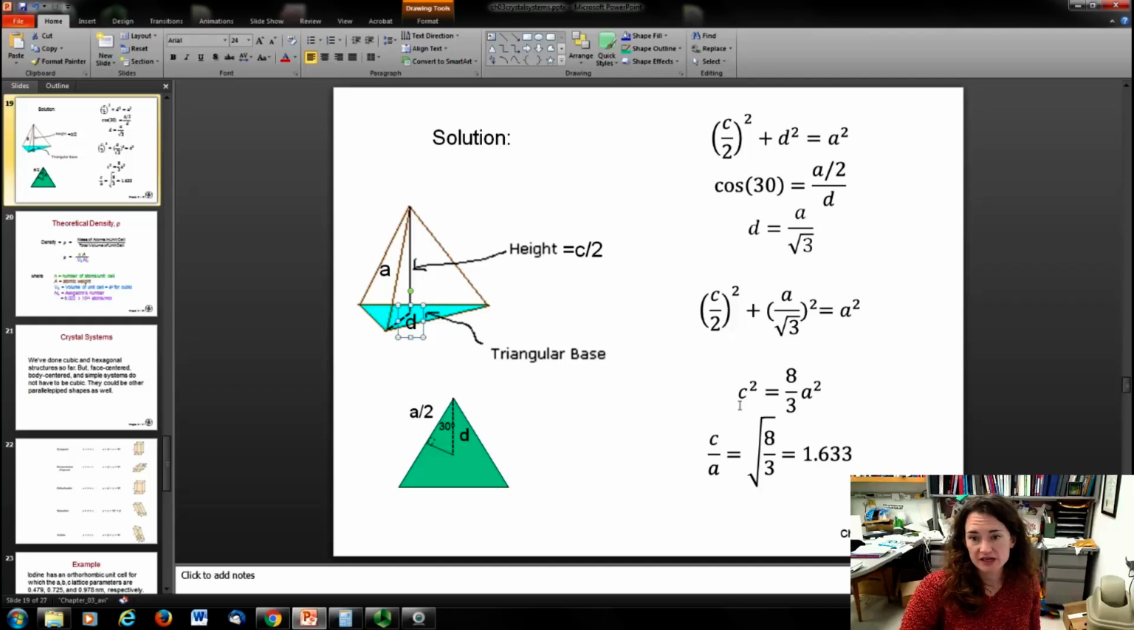So when I do that, I get C squared is 8/3 A squared. And then solving for C over A, taking the square root of both sides, I get C over A is the root of 8/3, which is 1.633. So that gives us the ratio that it was asked for in the problem. Yet again, probably a good idea to pause it, stare at it, make sure you get it.